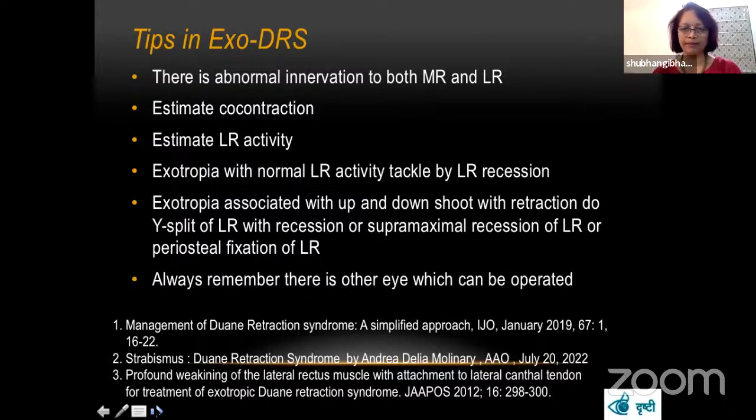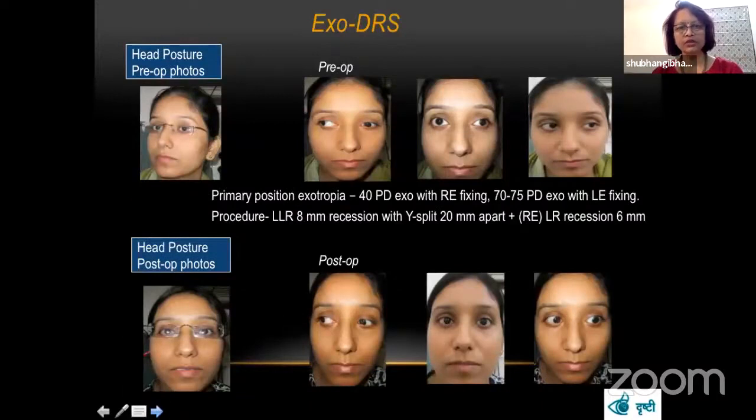Exotropia associated with up and down shoots and with retraction, it is preferable to do a Y split of LR with recession. We can do supramaximal recession of LR, or if the anomalous activity is too severe, even periosteal fixation of lateral rectus. Always remember there's the other eye which can be operated if this eye is not sufficient to tackle the deviation.